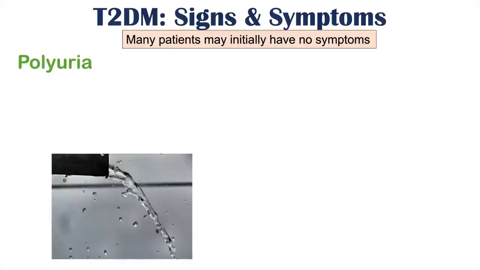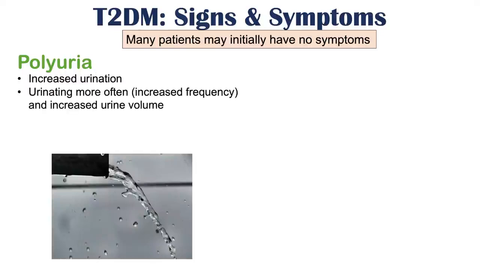Polyuria is one of them. Polyuria is increased urination. Poly meaning a lot and urea referring to urination. So urinating more often, or an increased frequency of urination, and increased urine volume. This can be different from other conditions that might cause you to urinate more often but have a low urine volume. Polyuria causes increased frequency of urination but also increased urine volume. So this can lead to dehydration in some cases.